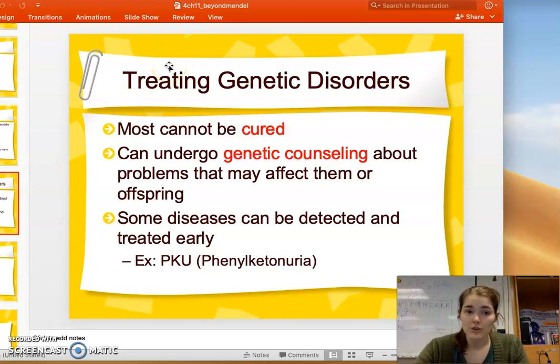Now, with treating genetic disorders, it's treatment, not cure. Most of these cannot be cured. You can undergo counseling with a genetic counselor and look at problems that could be passed parent to child. Some diseases, like phenylketonuria, PKU, can be determined early and treated. Others can be managed, but for the most part, there's no cure for these things. It's something you have to live with. Some of them cause death, not all of them cause death. It just depends on the disorder.